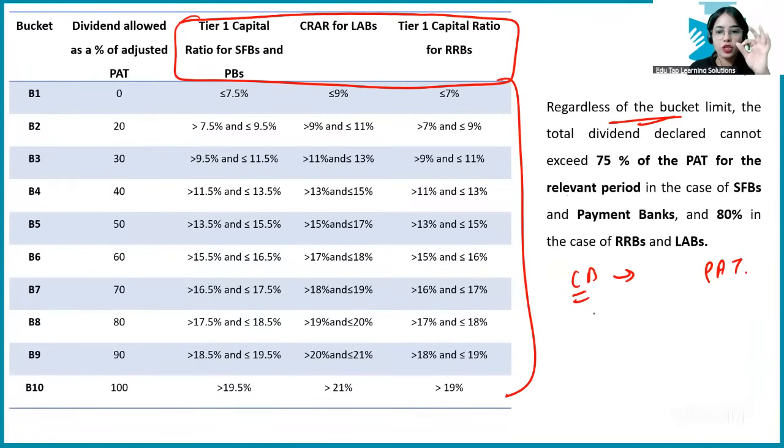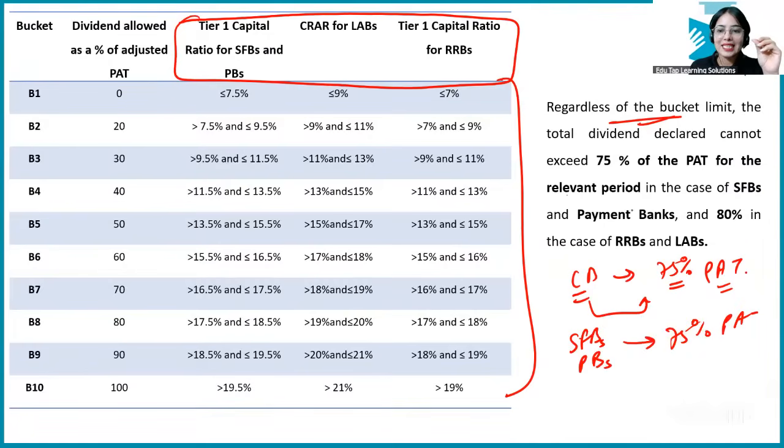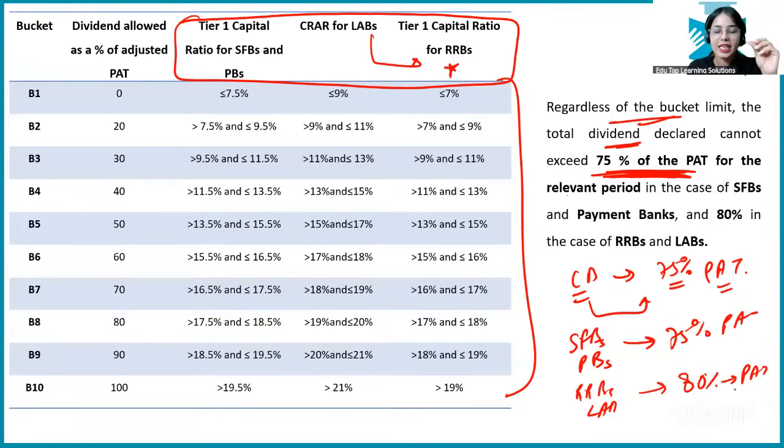What is the maximum for the commercial banks? The maximum of 75% could be paid from the profit after tax. For the small finance banks and for the payment banks, 75% of the profit after tax is the maximum that can be paid as the dividend. For the RRBs and for the local area banks, the maximum is 80% of the profit after tax that can be paid out.